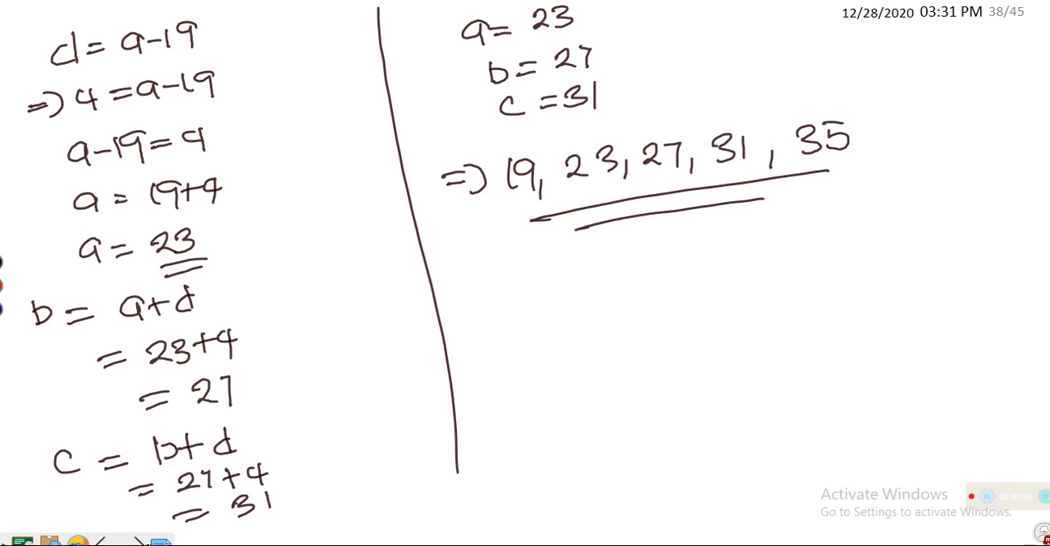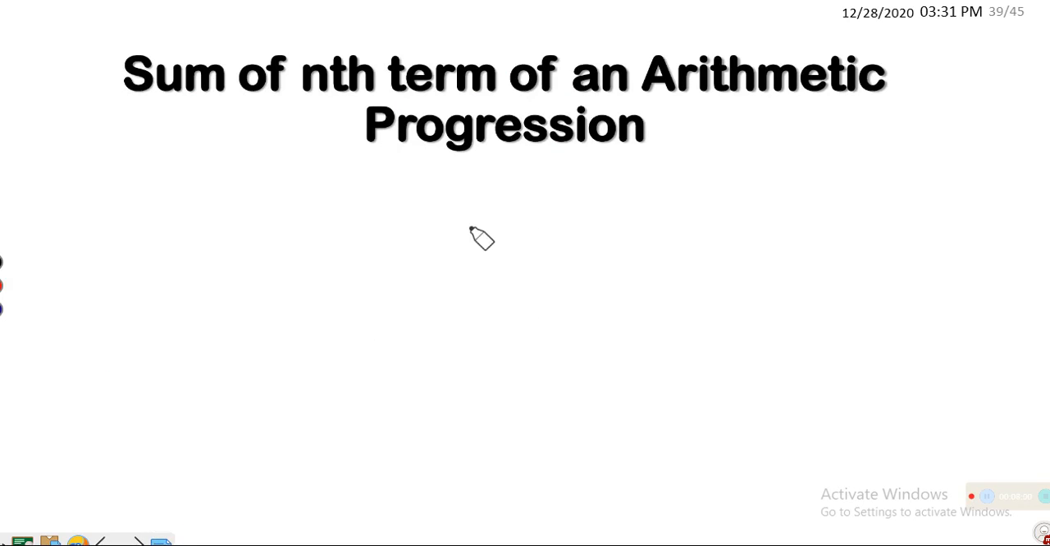Alright guys, so let us continue to the sum of the nth term of an arithmetic progression. So it is possible to use the formula of the nth term, Un equals A plus (n minus 1)d, to calculate the sum of the nth term of an arithmetic progression. Remember, a series is the addition of a sequence. So when you have a sequence, you also have an arithmetic series. So how do we calculate the sum of the nth terms of an arithmetic series?